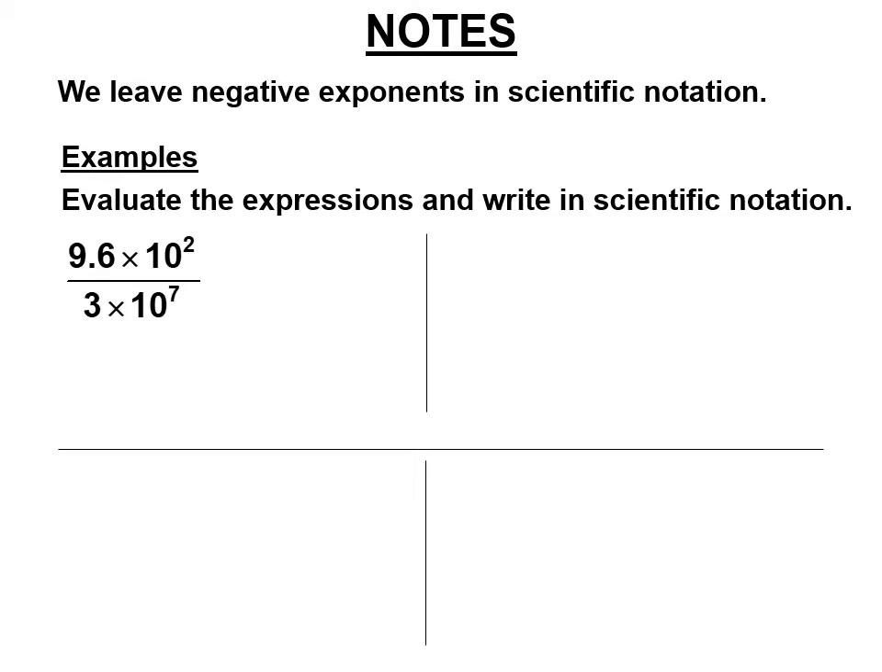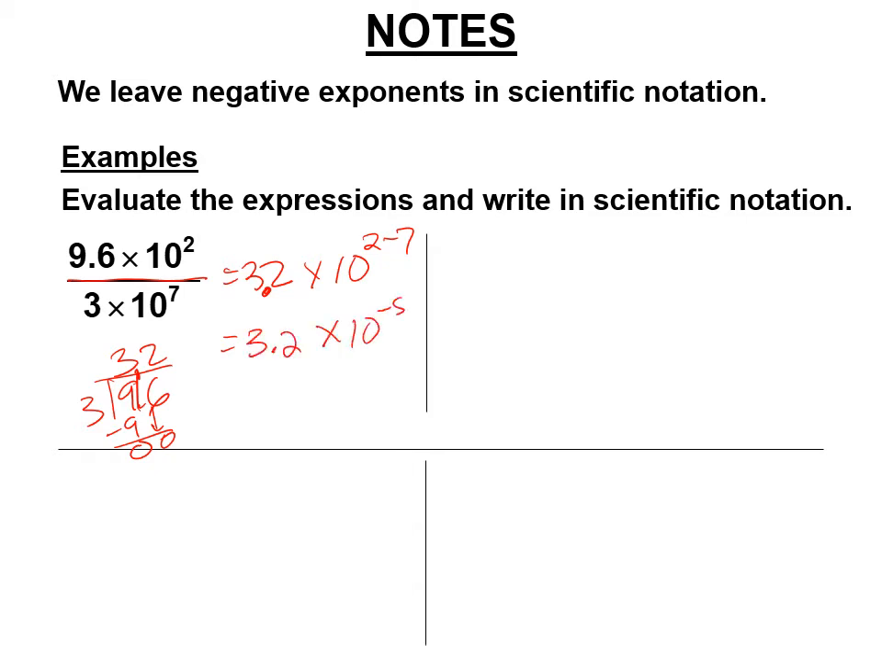Powers, we don't leave negative exponents in our answer, but we do leave them for scientific notation. So this is where you actually subtract. So this is 9.6 times 10 to the 2nd divided by 3 times 10 to the 7th, right? So 9.6 divided by 3 is 3.2. Now, we could cancel it, but that doesn't really help here, right? We have to do 2 minus 7. So this is 3.2 times 10 to the -5th, right?